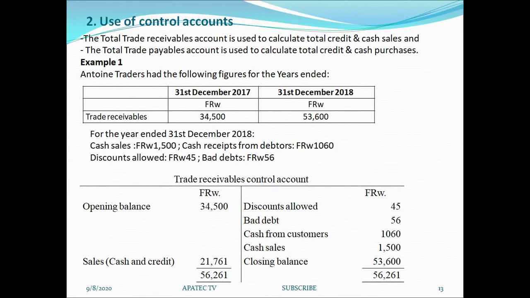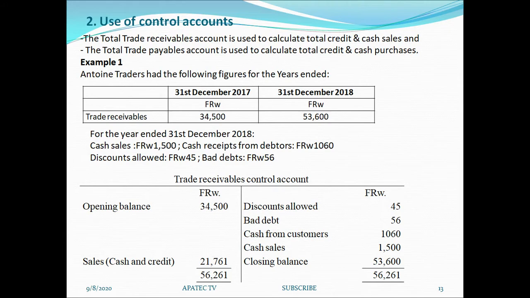As I have said, on the credit side we put the figures that are reducing our trade receivables, and here we will put the amount that is remaining. So our opening was 34,500, so you have to put on the credit side the amounts that are reducing our balance. We have allowed them 45, that is reducing our balance. We have bad debt, so we have to remove it because it reduces our balance.